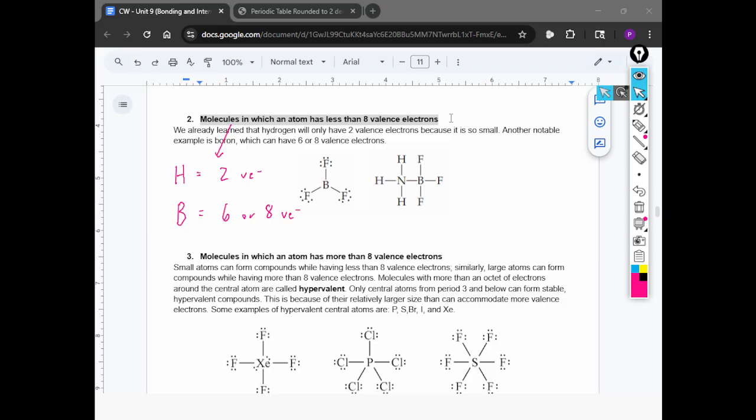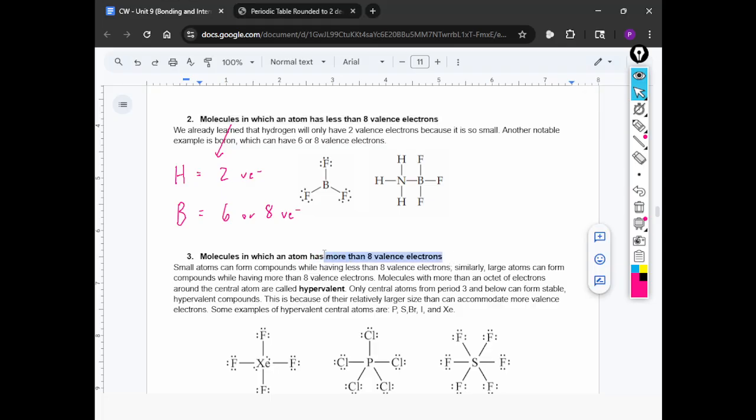All right, and for the next example, I want you to take out your periodic table because it kind of helps visualize it. So make sure you have your periodic table handy. But the next notable exception are molecules where an atom can have more than 8 valence electrons. Okay, and we call this hypervalence. I just like mentioning that because it's a funny word, hypervalence.